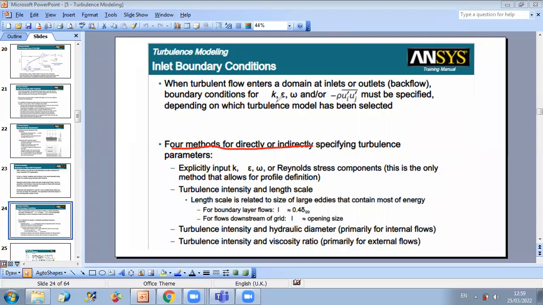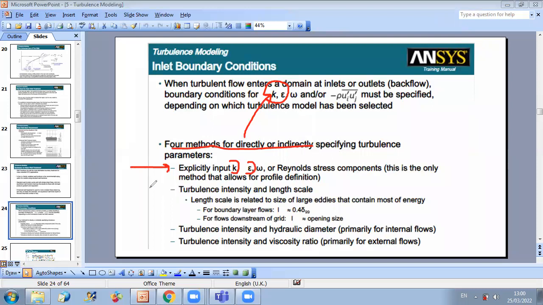So if you select K epsilon, for example, you can see corresponding inputs whenever you enter inlet or outlet. They will ask you for input conditions, inlet conditions related to K and epsilon. So there are 4 methods for directly or indirectly specifying the turbulent parameters. First, the explicit input will be to enter the turbulent kinetic energy, dissipation rate, or omega, or Reynolds stress component, depending on which model you select in the turbulence models.